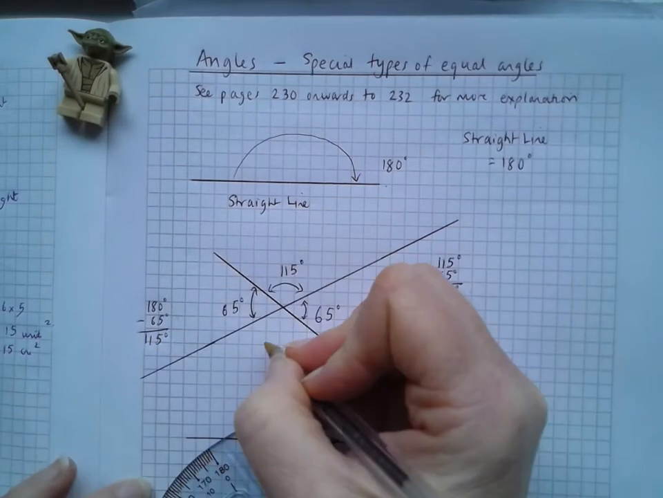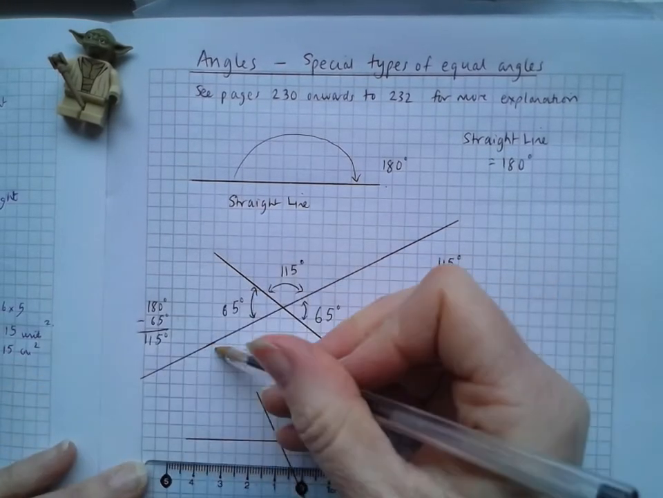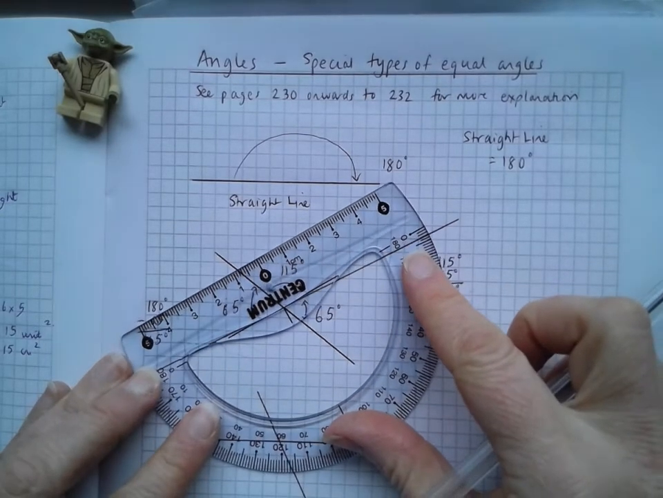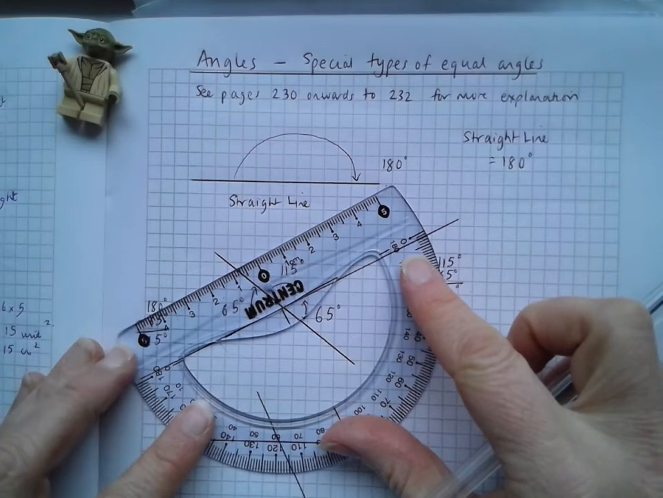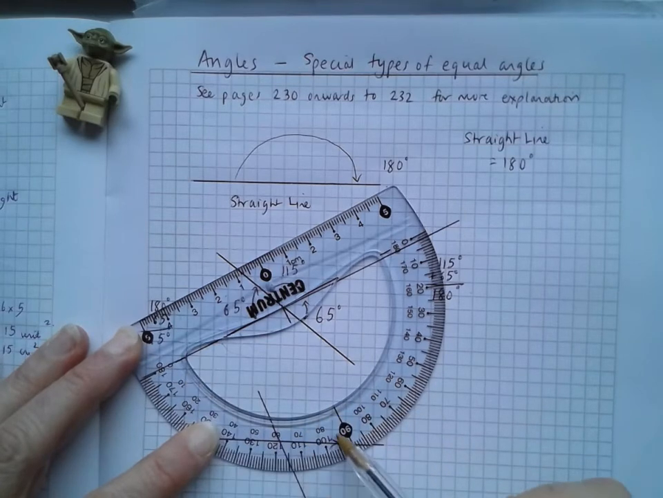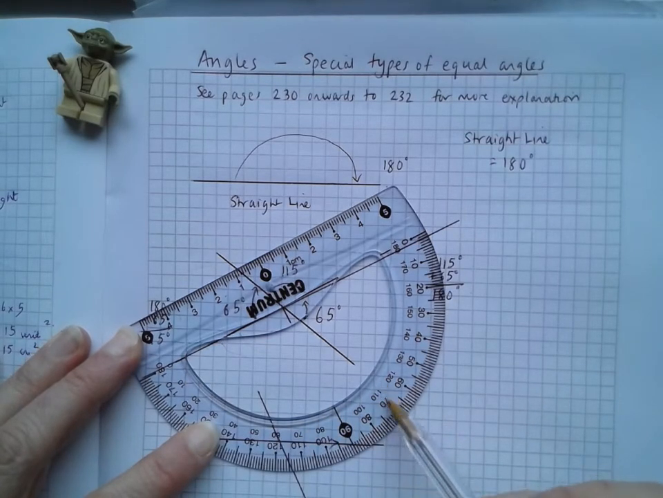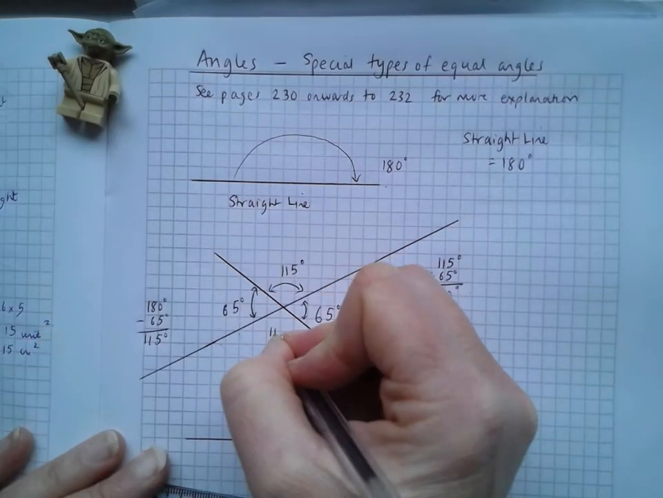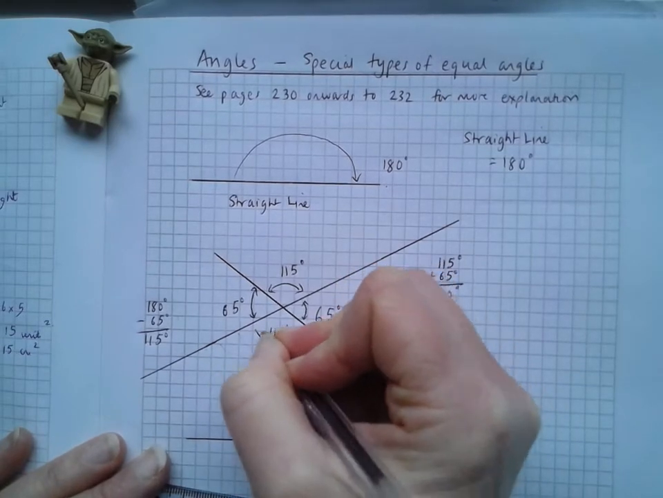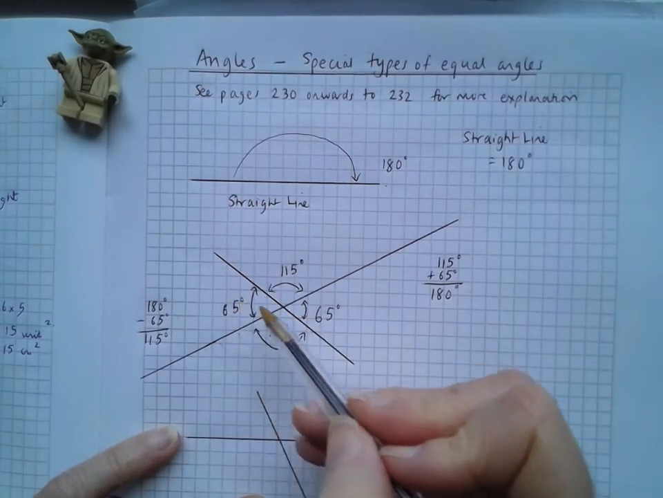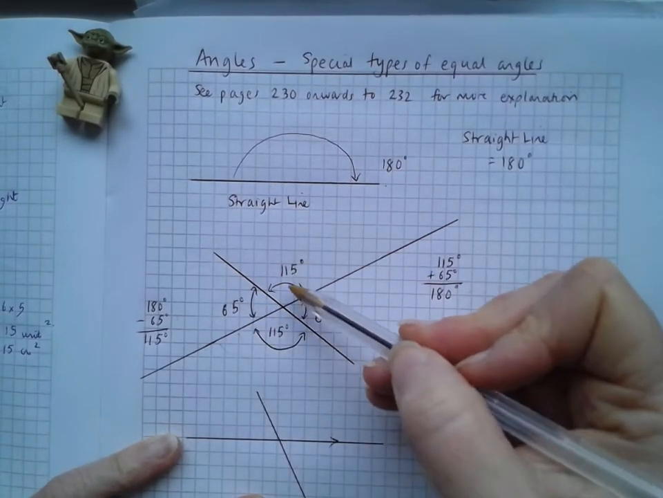Let's just double check. This is the angle we're worried about now. Let's set this up again, put our straight line along, start at 0, all the way around, and yeah, it's on the inside this time again. If you notice that, the 0 is on the inside. So it's 115 degrees, which is what we expected. Now what you should notice here, therefore, is that these two angles are the same size, and these two angles are the same size.